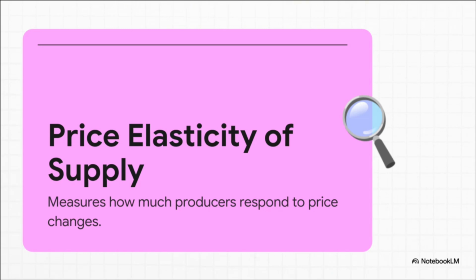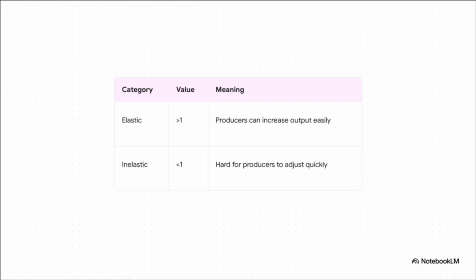Okay, let's flip the coin and look at this from the other side. The sellers. Price elasticity of supply, or PES, is all about how much the producers can change their level of production when the price they can get for their stuff changes. And you know what? The rules are pretty much the same. If the value is greater than 1, supply is elastic. That means companies can easily make more stuff to sell at that new, higher price. If the value is less than 1, supply is inelastic. It's just hard for them to quickly change how much they're making.